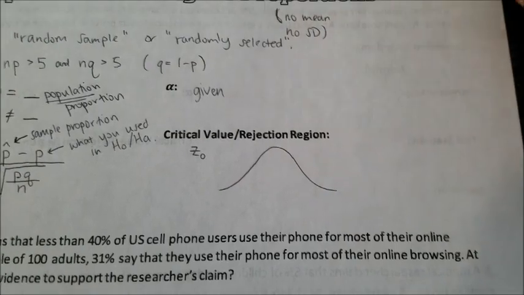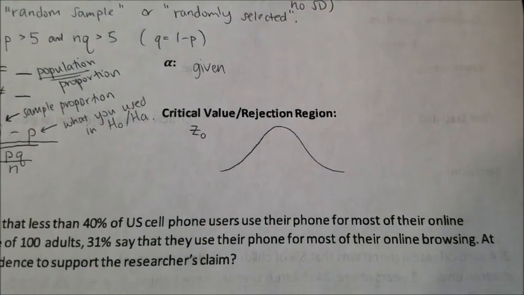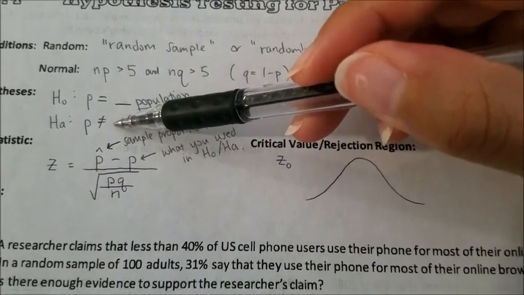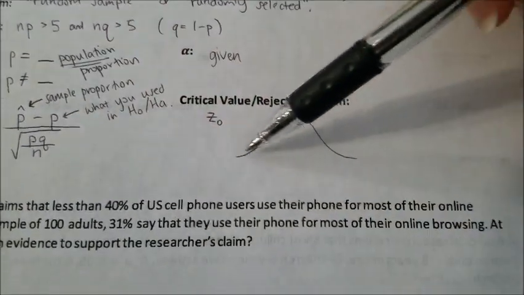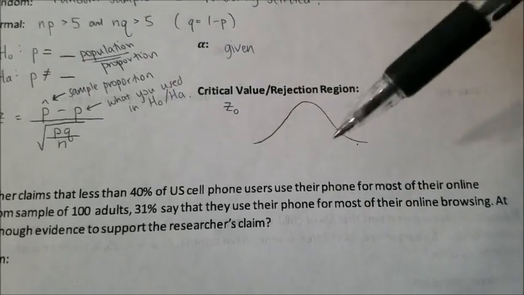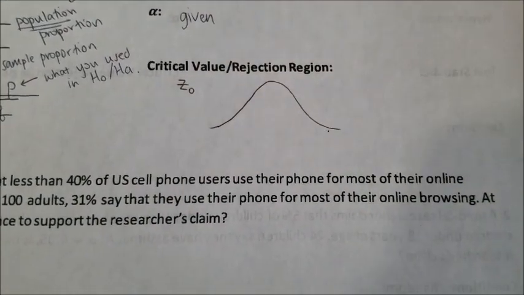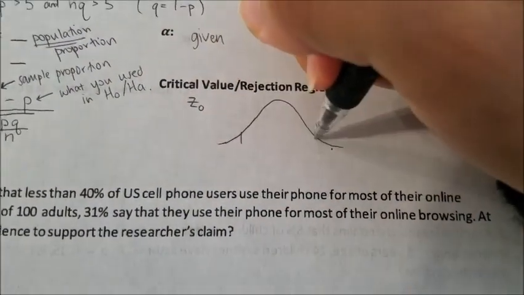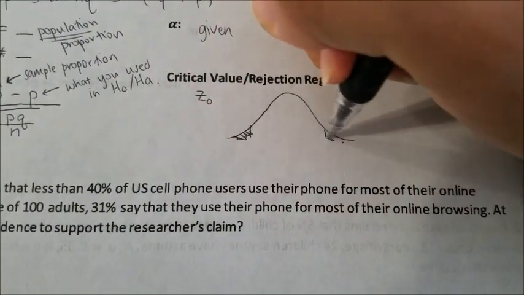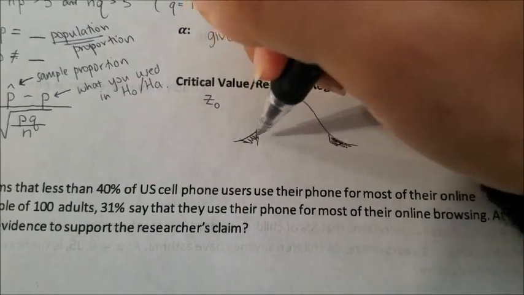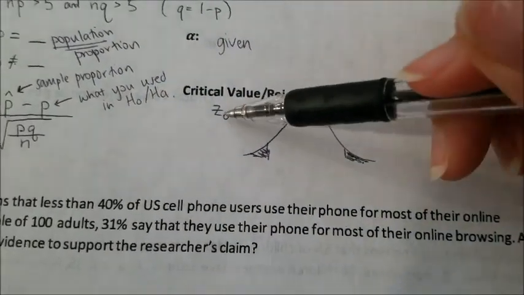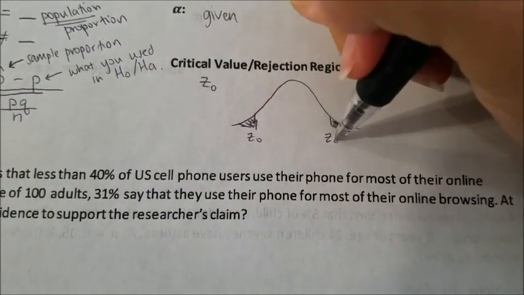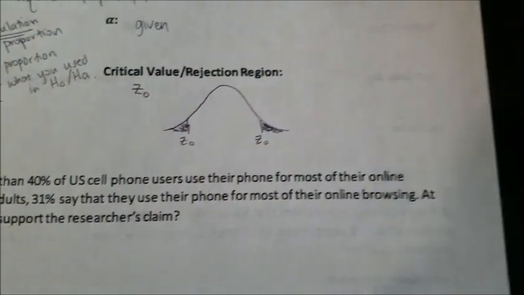So remember, the way that you're shading your normal curve is based off of your HA. So if it does not equal to, you're shading both sides. If it's less than, you're shading to the left, and so on. So for this one, because I wrote a does not equal to originally, it's going to be shaded both sides. To find the z0, these are the numbers we're looking for here. It's telling us like this is where we're starting our shading.